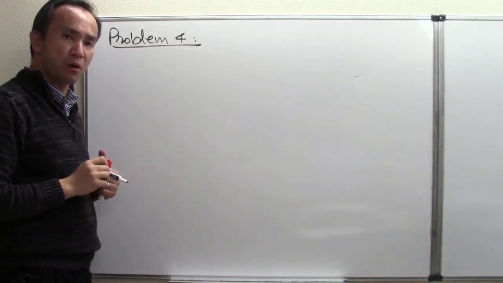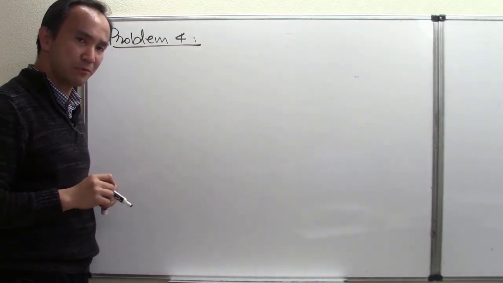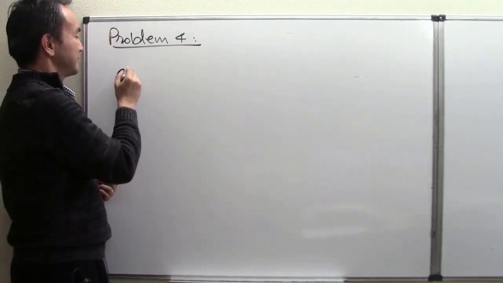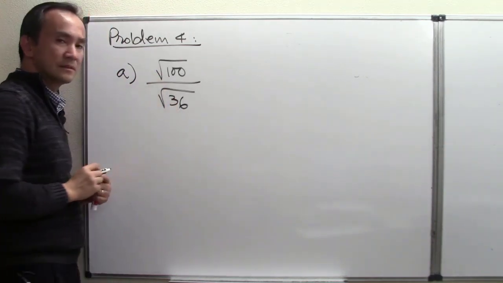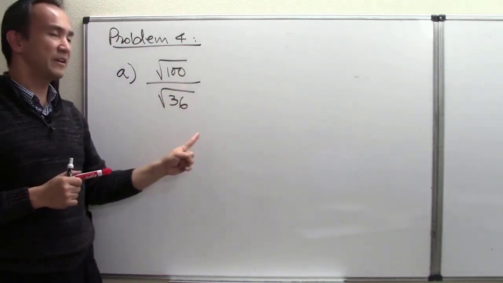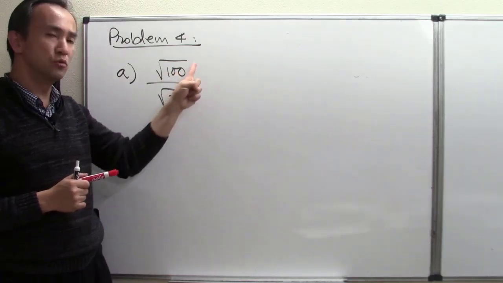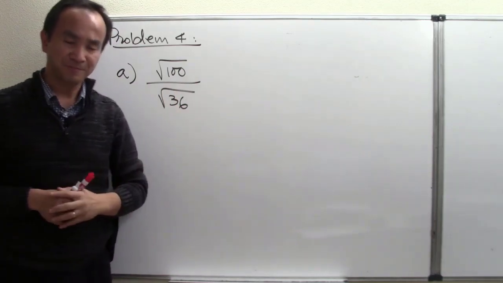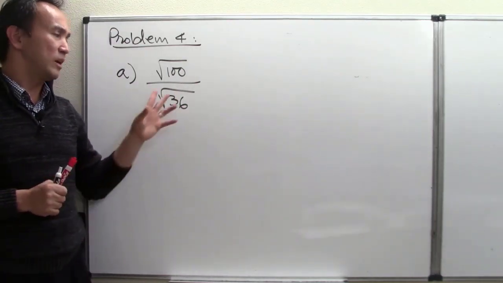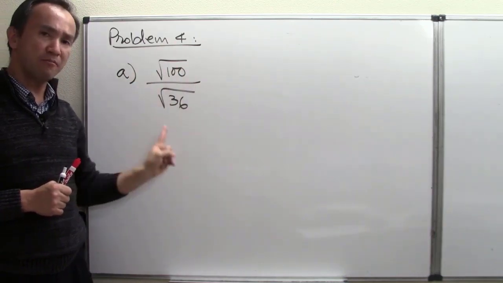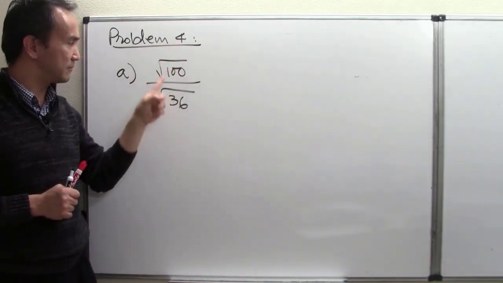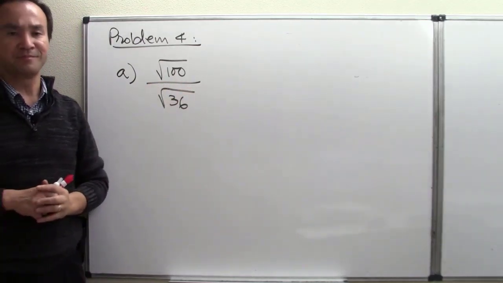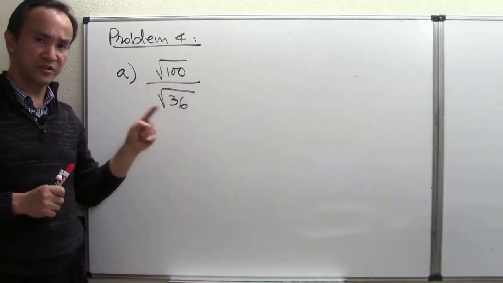All right, so now in problem number 4, allow me to bring in the following operations that work together with the square root, in part A. What we have here is a fraction, and in this fraction the numerator is the square root of 100, and the denominator is the square root of 36. In a computational problem like this, we have the square root as an operation, and we also have division involved here.